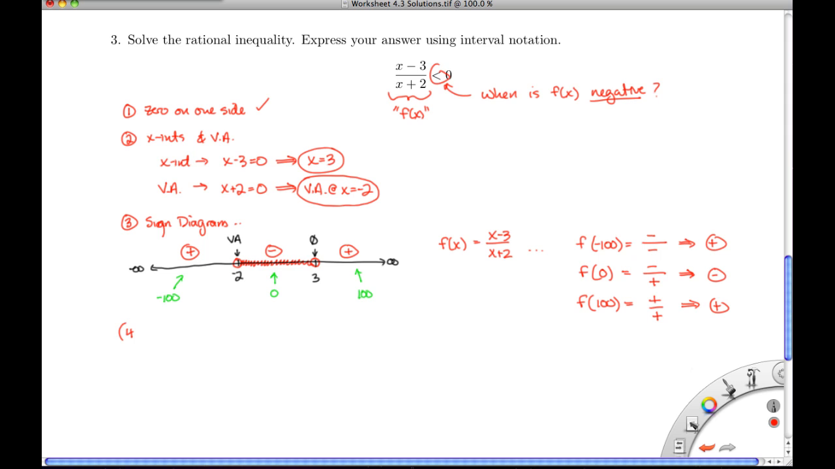So in step 4, where we interpret our inequality, we've determined that our inequality is asking us to find this interval from -2, not including -2, to 3, not including 3. And that would be our solution interval.